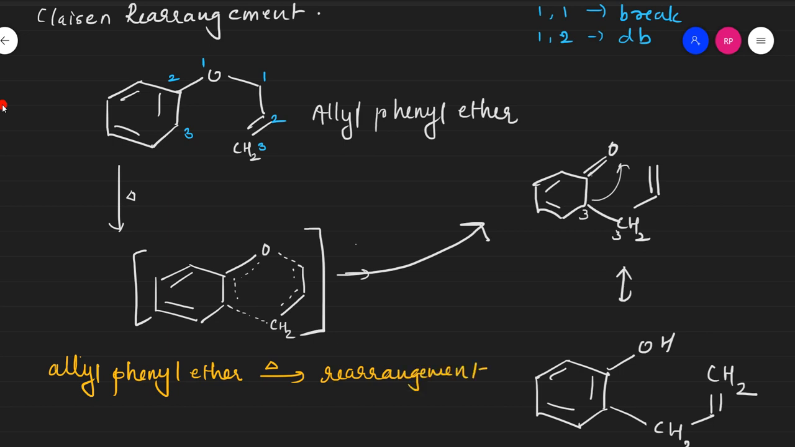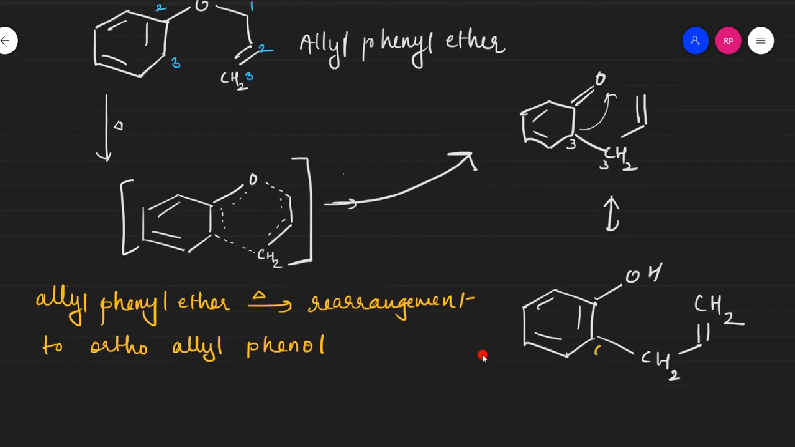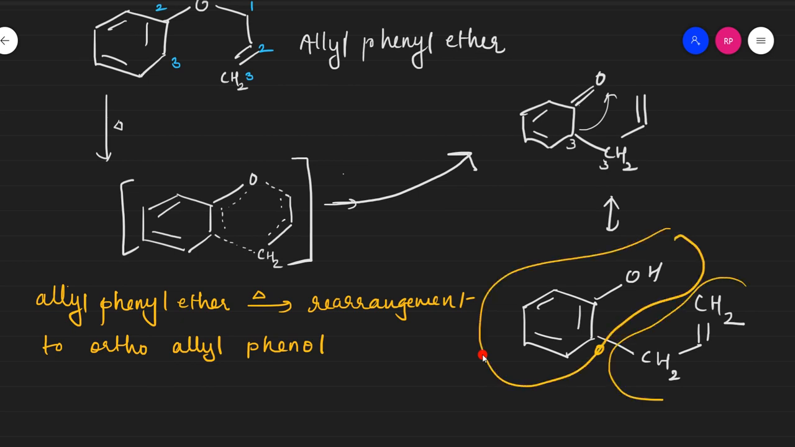How does it rearrange? It rearranges itself to ortho-allyl phenol. This is ortho-allyl phenol. See, this is your ortho position, no? And this is your phenol system. And this is your allyl group. So this is ortho-allyl and this is your phenol. So this is how the reaction takes place.